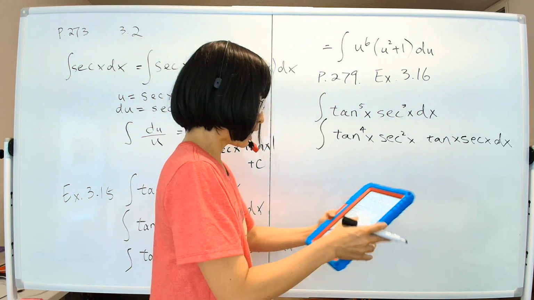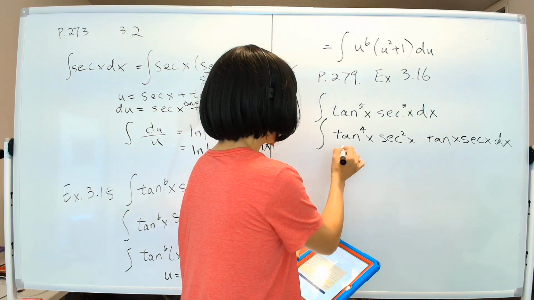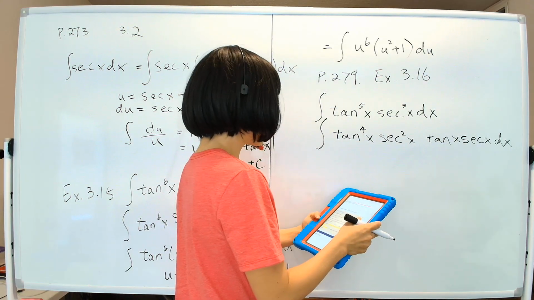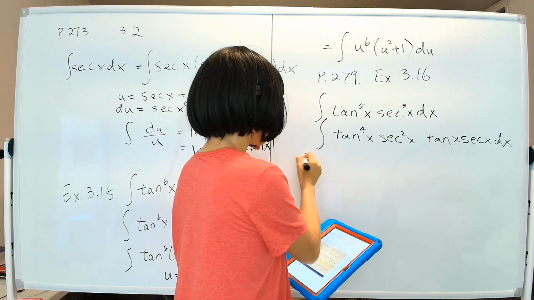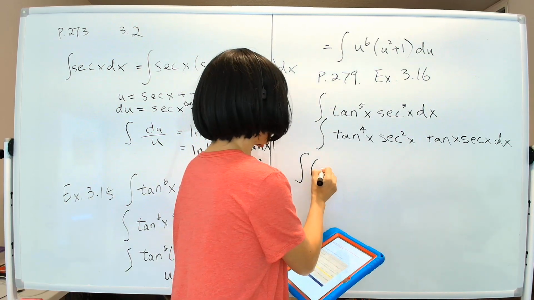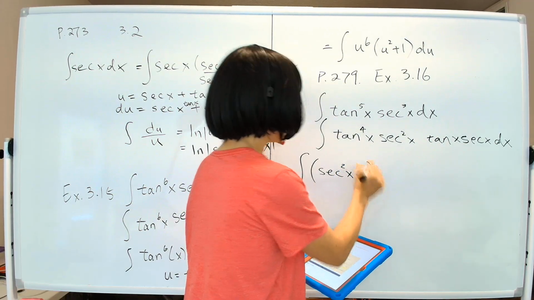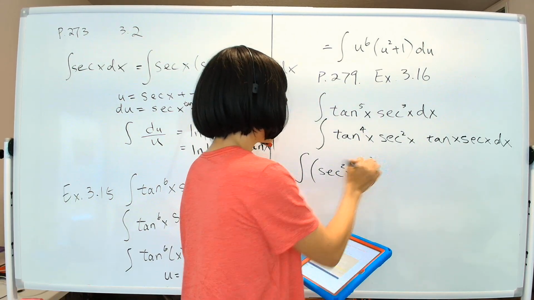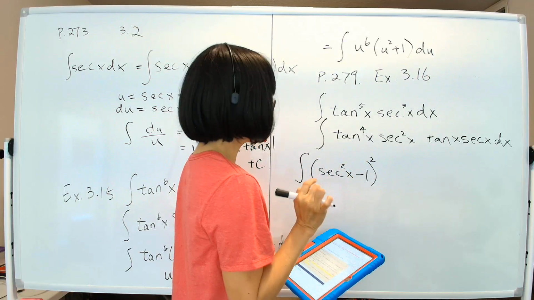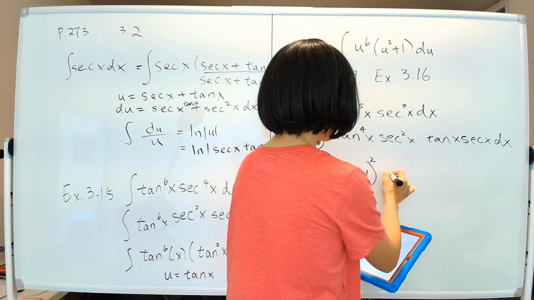That's one of the trig identities we mentioned earlier. So this will use secant squared equals tangent squared, etc. So tangent squared equals secant squared minus 1. We have tangent to the 4th power, so that's squared. Inside here is tangent squared, so together it makes the 4th power. And then we have secant squared x.